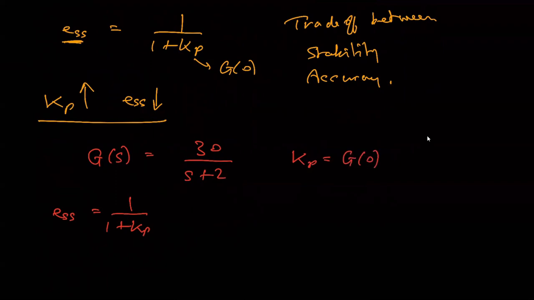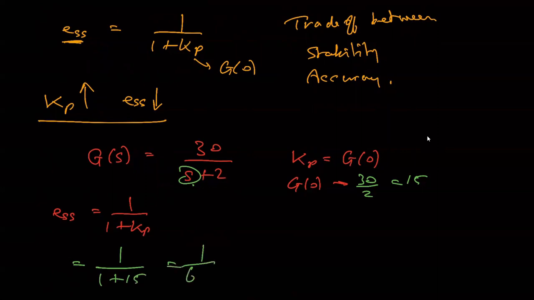G of 0 is really a limit, but basically S goes to 0, so I'm left with 30 over 2, which equals 15. So ESS equals 1 over 1 plus 15, which equals 1/16. So the error is 1/16.